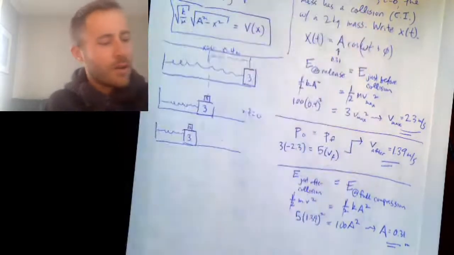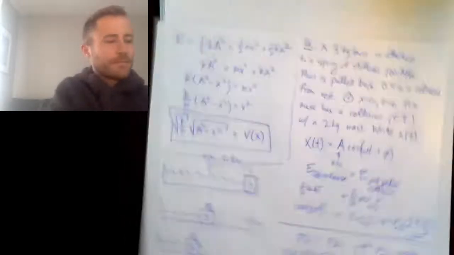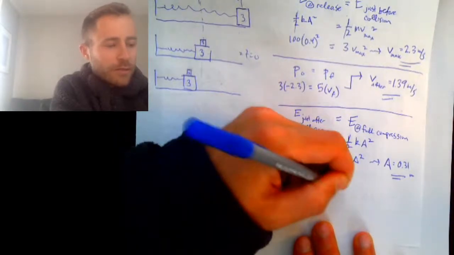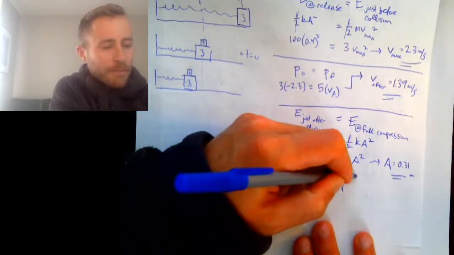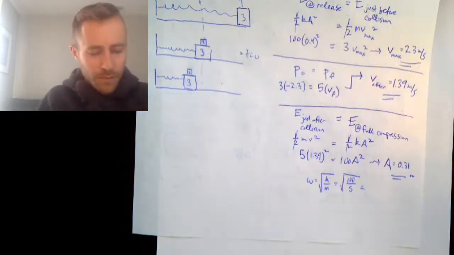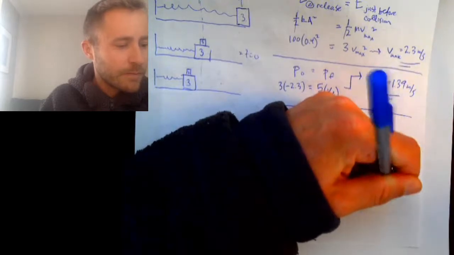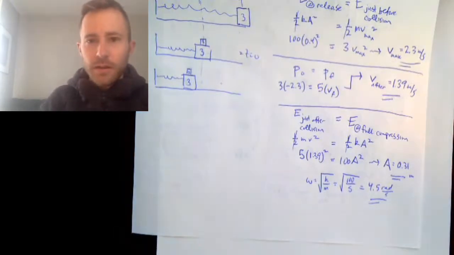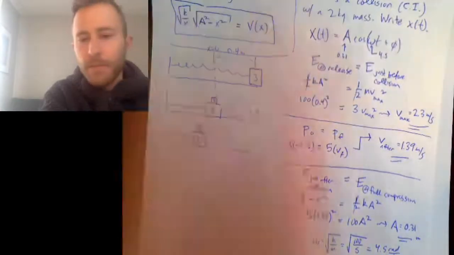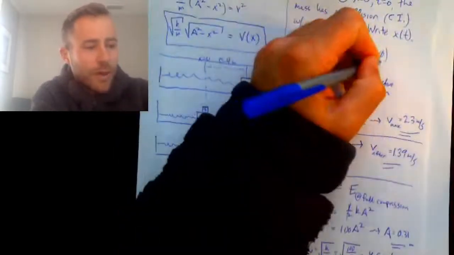All right. Omega, from the previous page, omega is square root of k over m. So I have square root of 100 divided by 5. That's square root of 20, which is 4.5 radians per second. So here we have 4.5. So now the question is, what is phi?